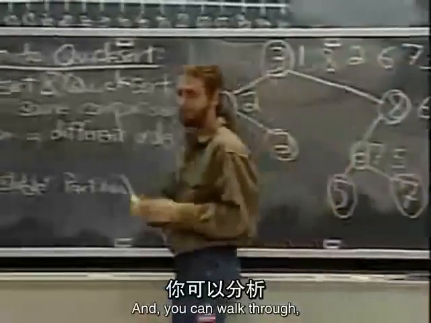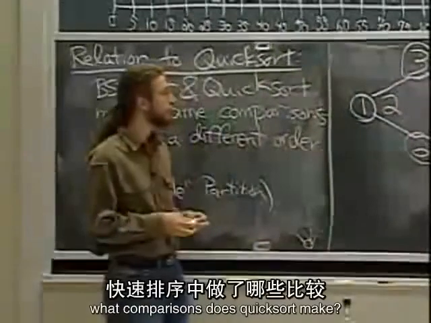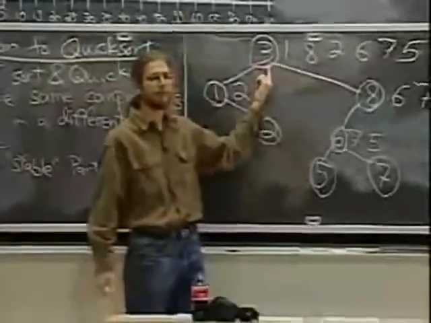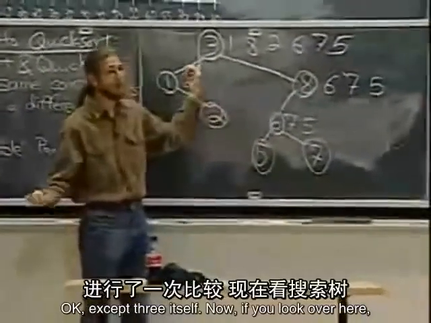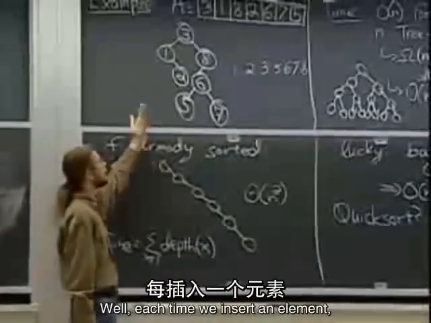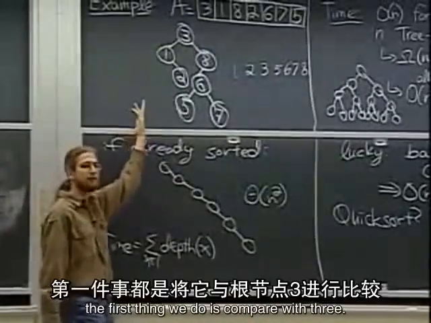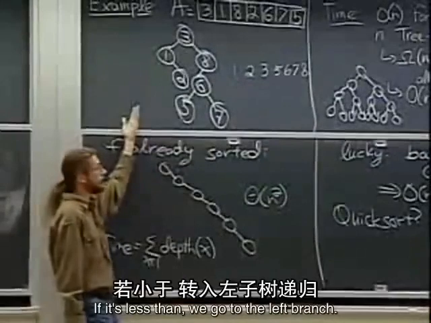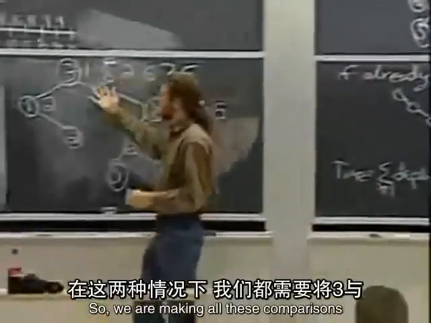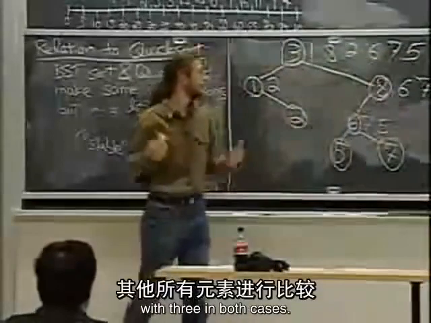And you can walk through what comparisons quicksort makes. Well, first, it compares everything to 3, except 3 itself. Now, if you look over here, what happens when we're inserting elements? Well, each time we insert an element, the first thing we do is compare with 3. If it's less than, we go to the left branch. If it's greater than, we go to the right branch. So we're making all these comparisons with 3 in both cases.